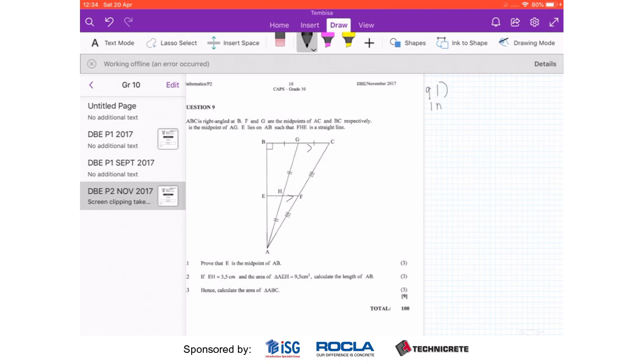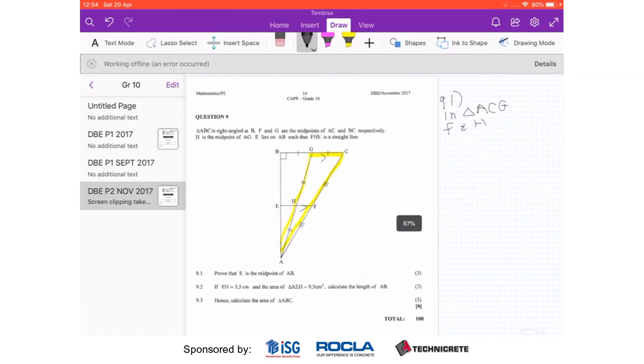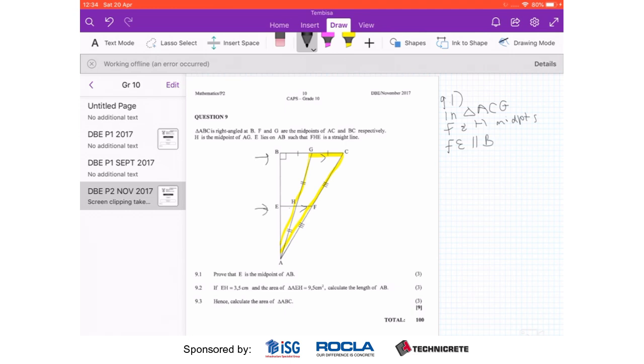So in this triangle of ACG, F and H are the midpoints, which is what they told me. So F and H are the midpoints. Okay, therefore it must be that FE is parallel to BC, because this entire line is parallel to this entire line, which is what we drew there.